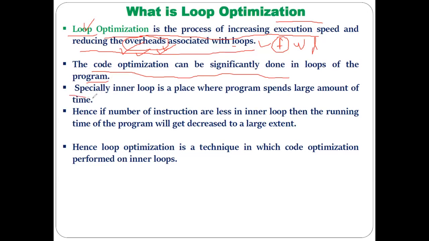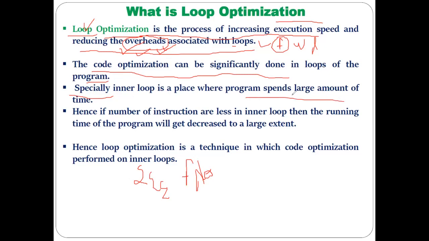So what happens is that a number of times we have loops within loops. That is considered the nested loop concept, which you must already know. Generally, the inner loop is the loop which is inside the outer loop.